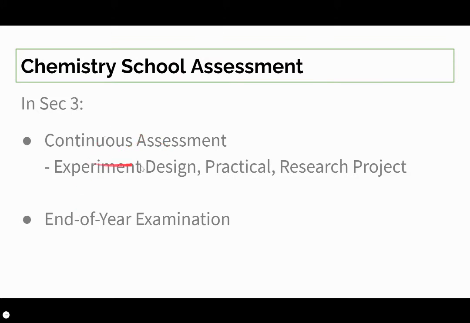Okay, so in Sec 3, the assessment tasks that you'll be involved in will be experimental design, practicals, and research. You will also have your end of year exams.